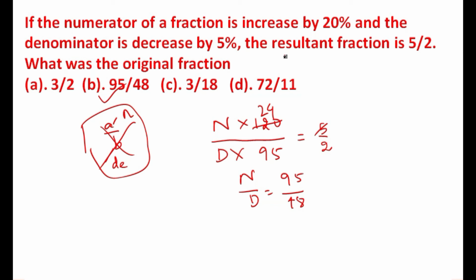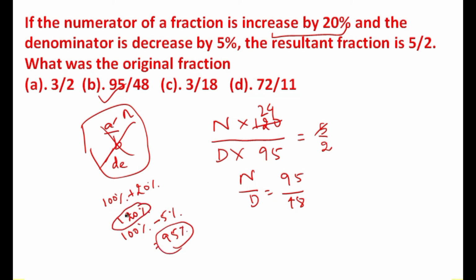Here is what I want you to understand. Look, here it is written increase by 20%. Always, a number in percentage is 100%. And if it got increased by 20%, it means if you increase 100 by 20%, then it will become 120%. And if you decrease from 100% by 5%, then it will become 95%. These are very basic things I want you to know. Okay, let's move ahead.